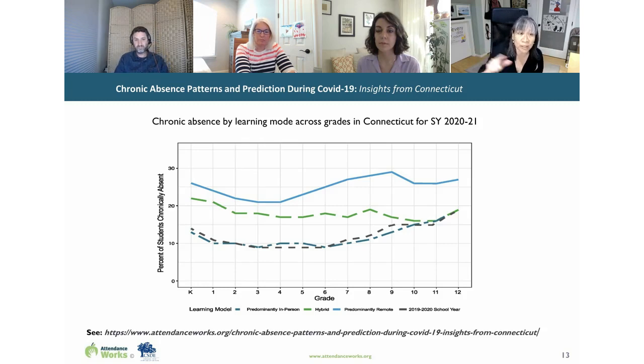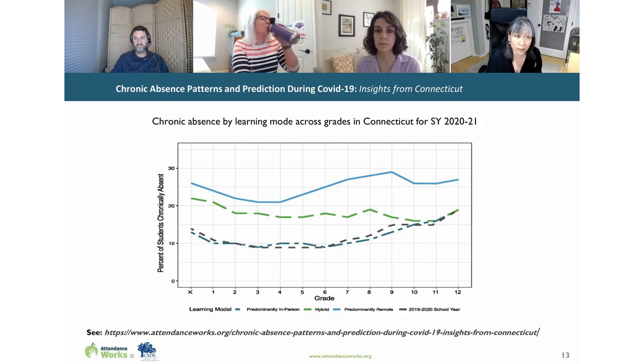But then what's really troubling is you see this spike. Ninth grade shows really high levels of chronic absence. And that's very troubling given how we know that ninth grade chronic absence is a real predictor of high school dropout, and it can really cause kids to get off track for graduation. Next slide.